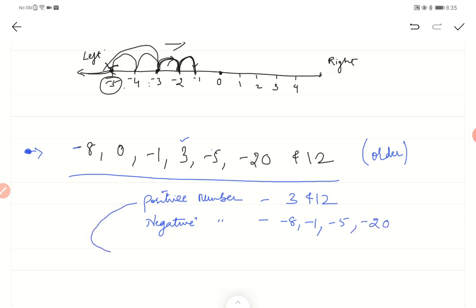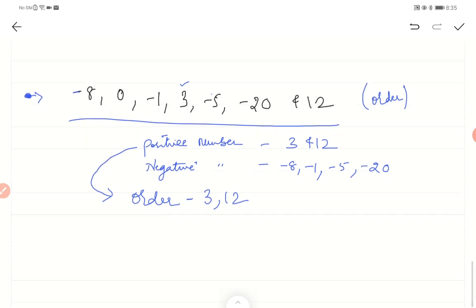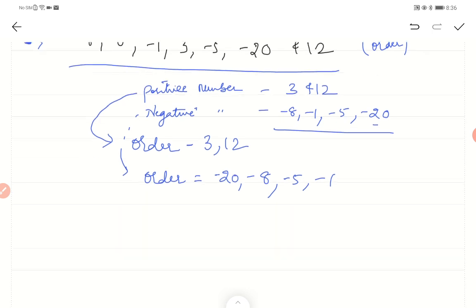Now let's order the positive numbers first. Either you arrange them in ascending or descending order. Let's arrange them in ascending order. Ascending is from small to big, right? So our order will be 3, 12. The order for your negative numbers, from small to big: -20 is the smallest among all these. -20, next is -8, then -5 and -1.